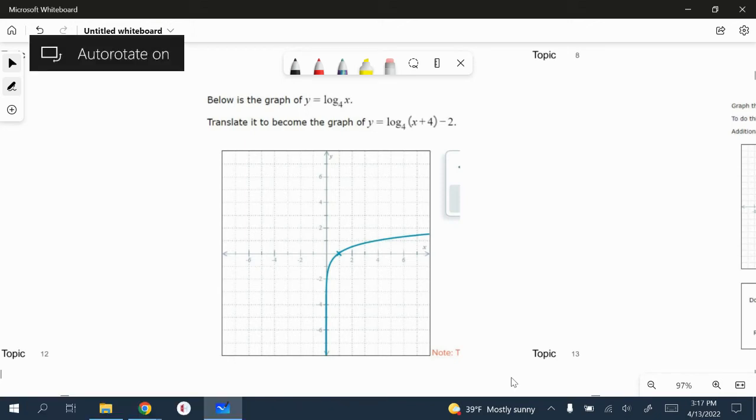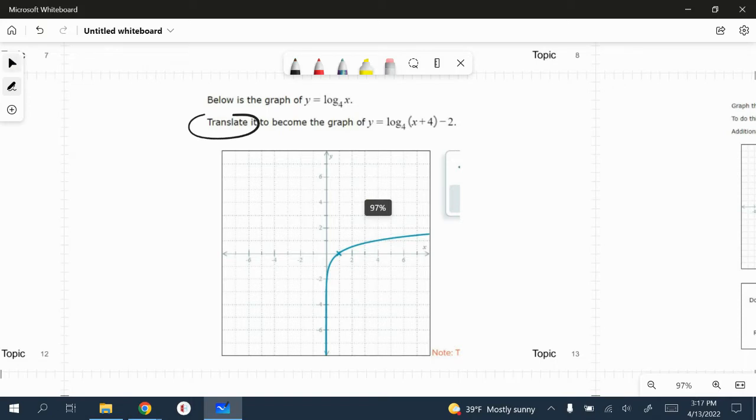Okay, so we are going to continue here with topic number 13. You can see by the graph that we've got here that we're just going to be moving it. It says to translate this graph, which is a logarithm, to become this. And the one big thing to remember with logarithm graphs is that when we talked about exponential graphs, we said, and it might not look like that, maybe it'll look something like this.